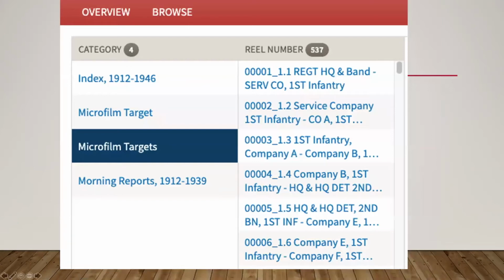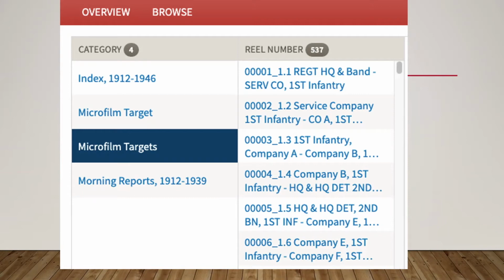There are microfilm targets out there. I'm not sure what that means, so it's kind of scary. I'm going to be looking in both places for a while until it levels out and I have a better understanding about what the difference is between a microfilm target and the morning reports. I would have thought that they would have all been integrated together, but not to worry.